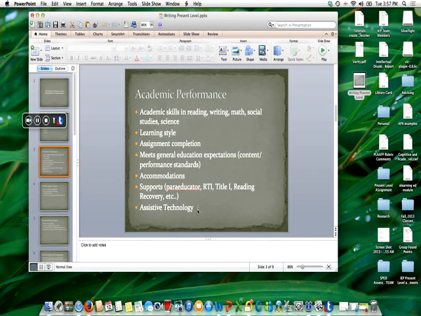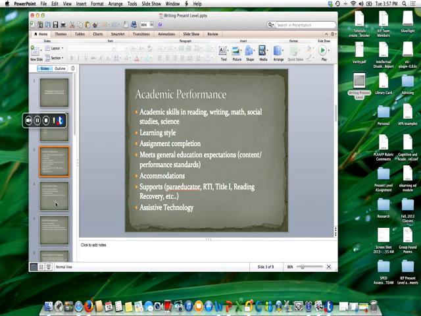Maybe we use something like Dragon dictation for the child. So we want to point out the assistive technology. What are the things going on in the classroom setting or in the educational setting that are also helping the child achieve, to be successful? That goes along with our rubric, which says to describe how the disability affects the child's involvement and progress in the general ed curriculum. So we can talk about how the disability affects the progress, but we can also talk about the supports and the accommodations that we're doing to help the child be successful.